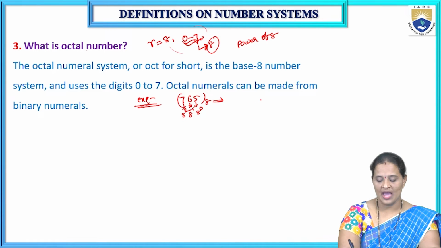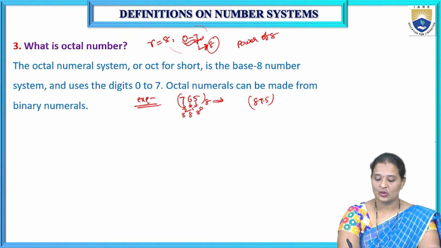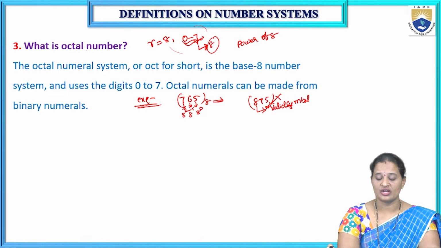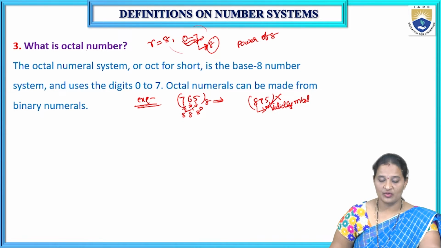For example, if you have a number like 7865, is it considered to be an octal number? No, because 8 is not a valid symbol of the octal number system. So this is not an octal number. That is how you have to remember.